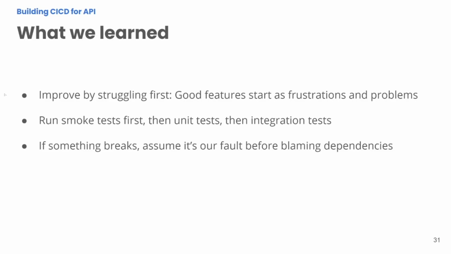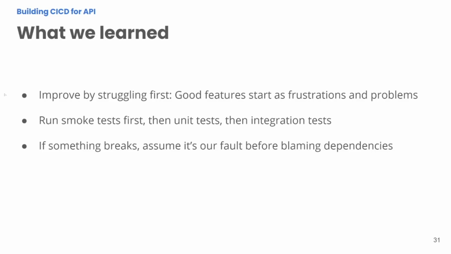Lesson 2, run the important tests first. The first stage of our pipeline takes around 2 minutes, but this can be cut down even more by optimization. We should also have run smoke tests and simple unit tests first to make sure that the application is working before going on to more comprehensive testing.